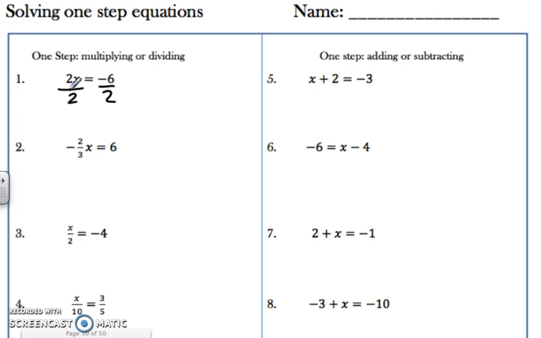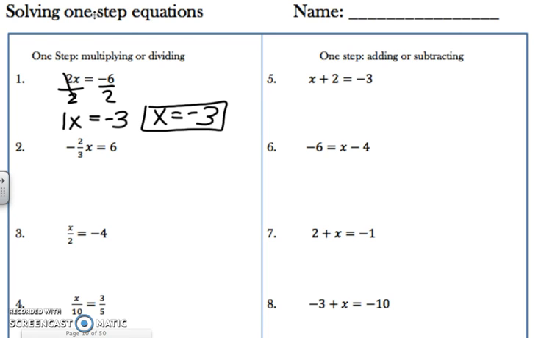So I'm going to divide each side by 2. I know 2 divided by 2 is just a 1. So I would write 1x. And then I know negative 6 divided by 2 is negative 3. So that will equal negative 3. The reason these 2's cancel out is because 1x is the same as an x. So our final answer would be x equals negative 3.